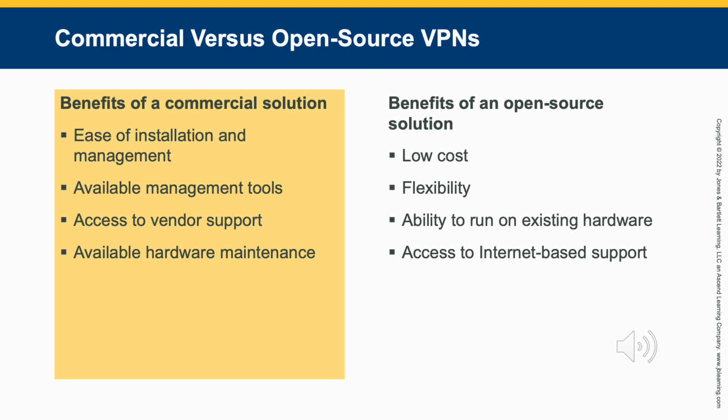Commercial versus open source VPNs. Benefits of commercial solutions are ease of installation and management, available management tools, access to vendor support, and available hardware maintenance. Benefits of open source solutions: it's low cost, they're flexible, they have the ability to run on existing hardware, and access to internet-based support.